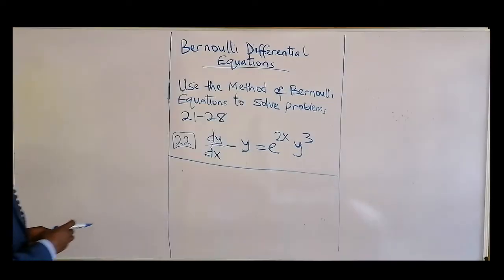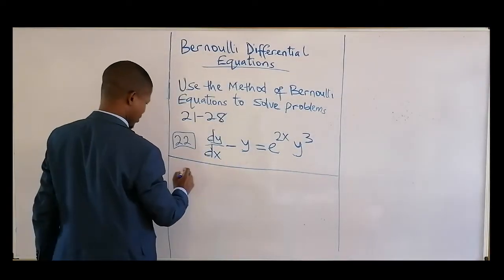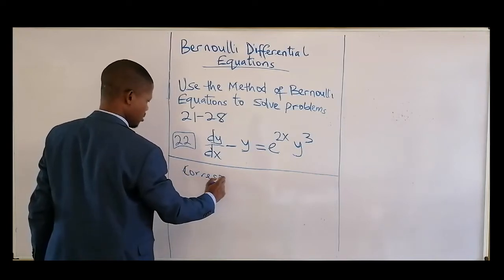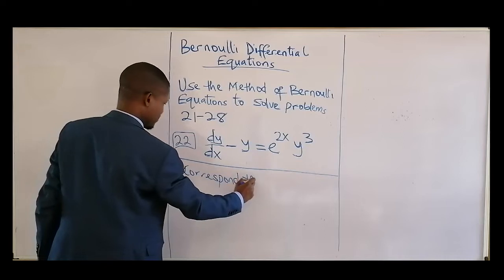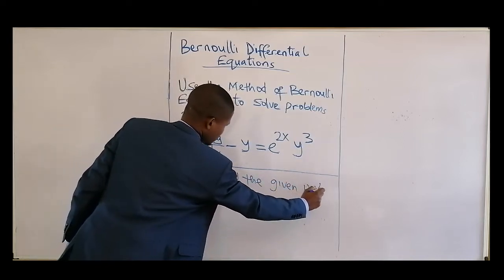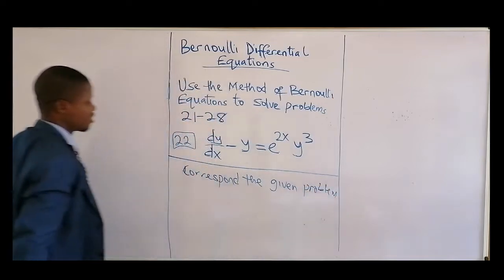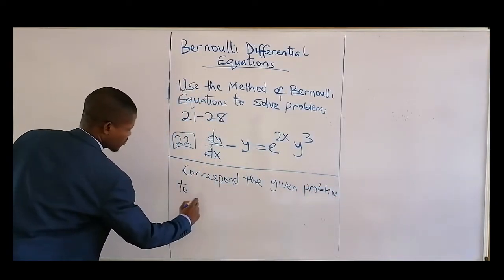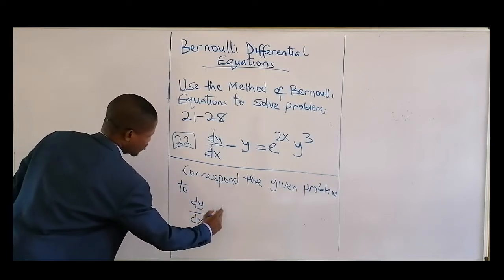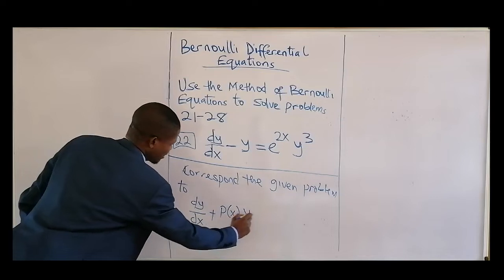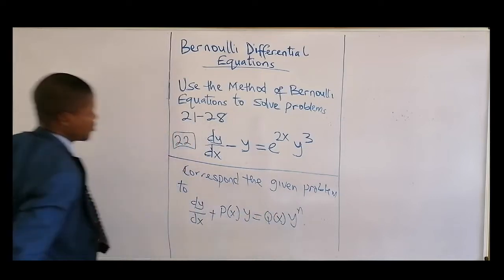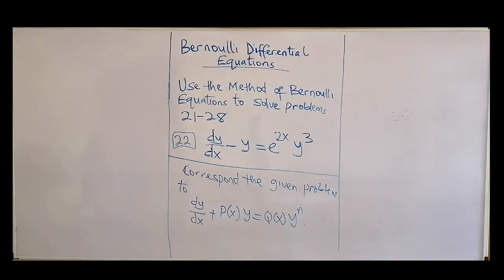Okay, so if you look at this now, correspond the given problem to the standard form, dy/dx plus P(x)y equal to what? Q(x)y^n. So we correspond that. This is the Bernoulli equation.